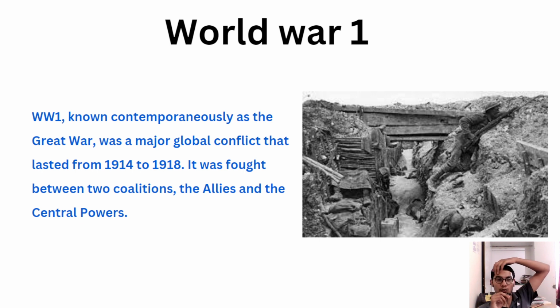World War One, WW1, contemporarily known as the Great War, was a major global conflict that lasted from 1914 to 1918. It was a fight between two coalitions, the Allies and the Central Powers. Basically, this war happened between two major world powers. One was called the Allies, and the second the Central Powers. We can say the war happened between the Western countries and other countries, the Allied countries. Let's move to the next question.